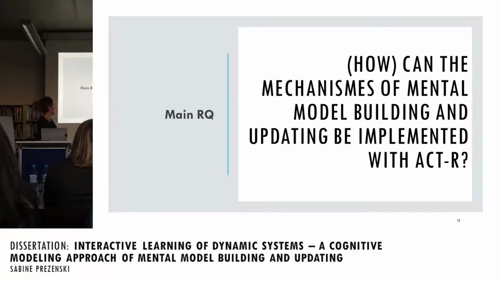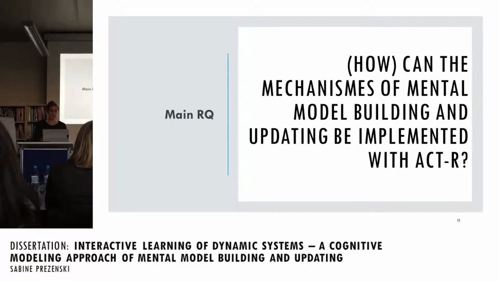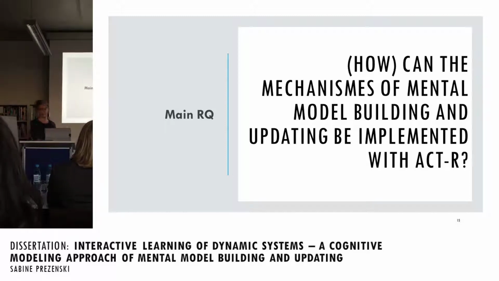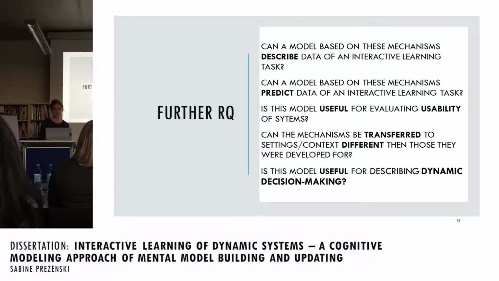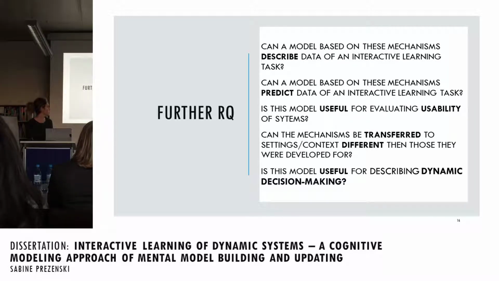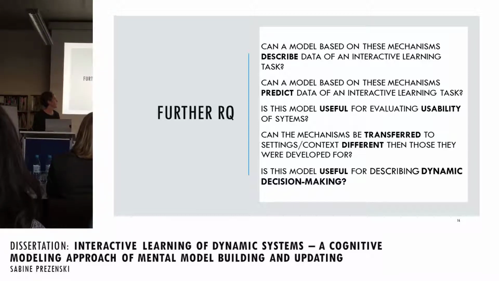Okay, so my main research question is, how can the mechanisms of mental model building and updating be implemented with ACT-R so we have a good model? And further research questions are, can a model based on these mechanisms describe data of an interactive learning task? Can a model based on these mechanisms predict data of an interactive learning task?